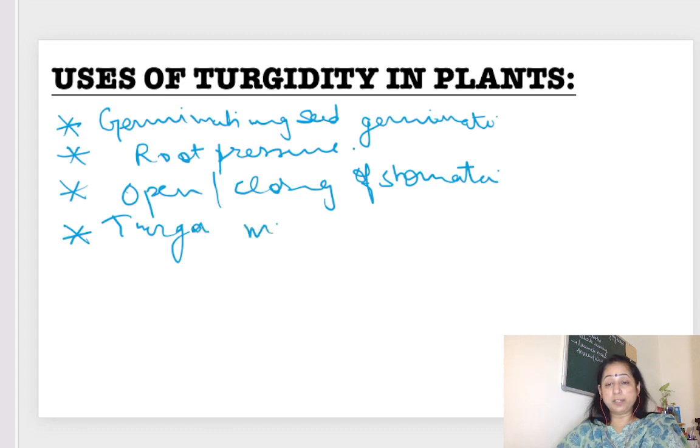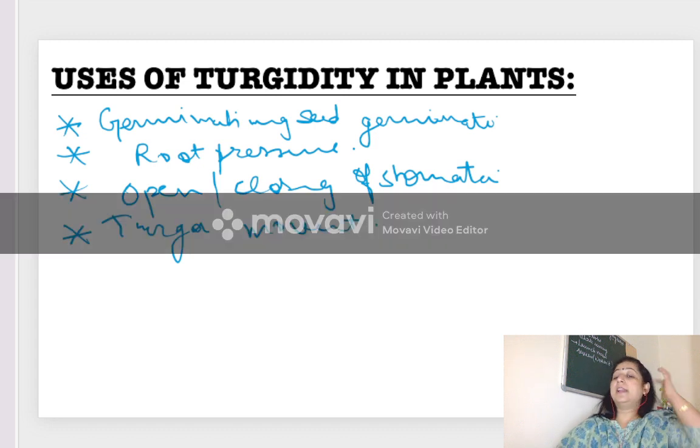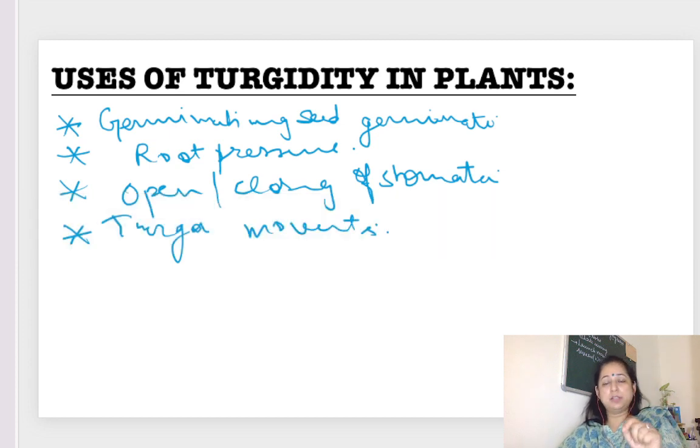Turgor movement. What are turgor movements? In our upcoming chapters, we'll be talking about tropic movements. To give a simple example, touch-me-not plant: when you touch the leaves, they curl up. That wilting takes place due to the movement of the water outside.